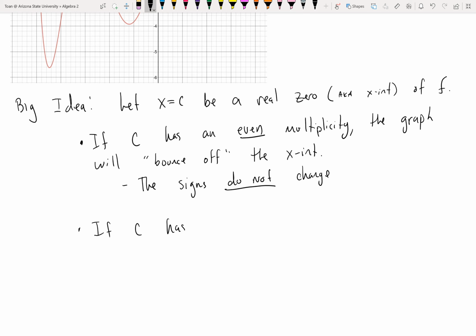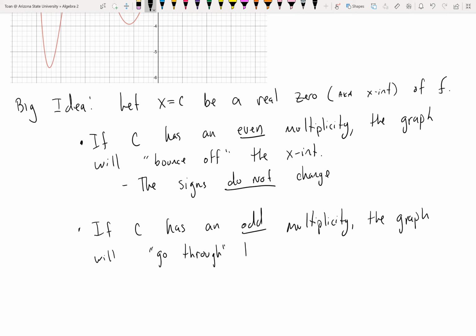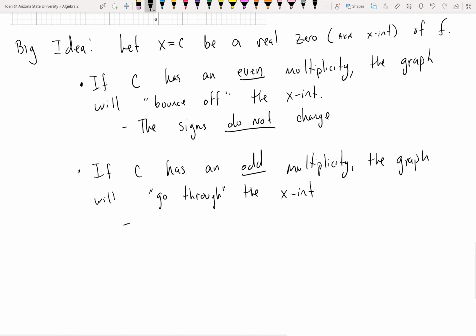If c has an odd multiplicity, the graph will go through the x-intercept. Or more importantly, the signs do change. And what I mean by signs, again, is the positivity or negativity.